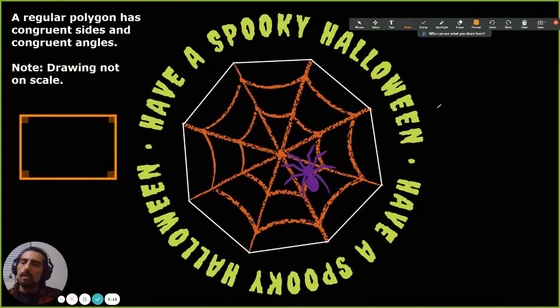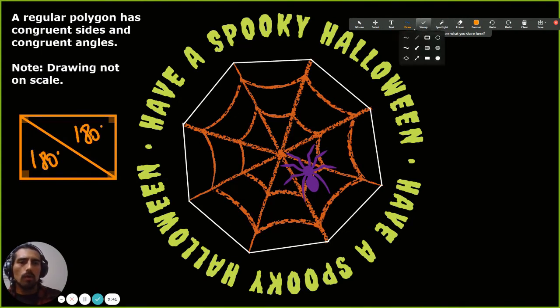Let's remember also that a rectangle has 4 right angles. And 4 times 90, this figure has 360 degrees. And if I split this in two, I am creating 2 triangles, of course, each one of them with 180 degrees. That is going to be our tool of the day.